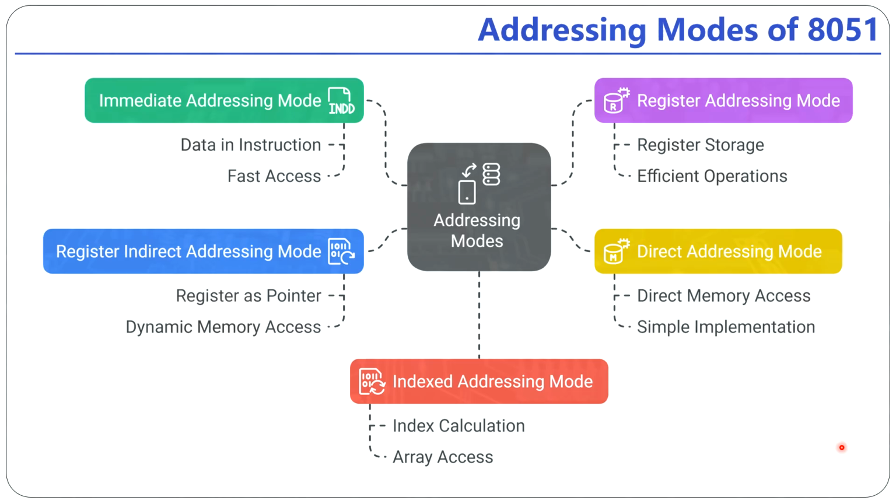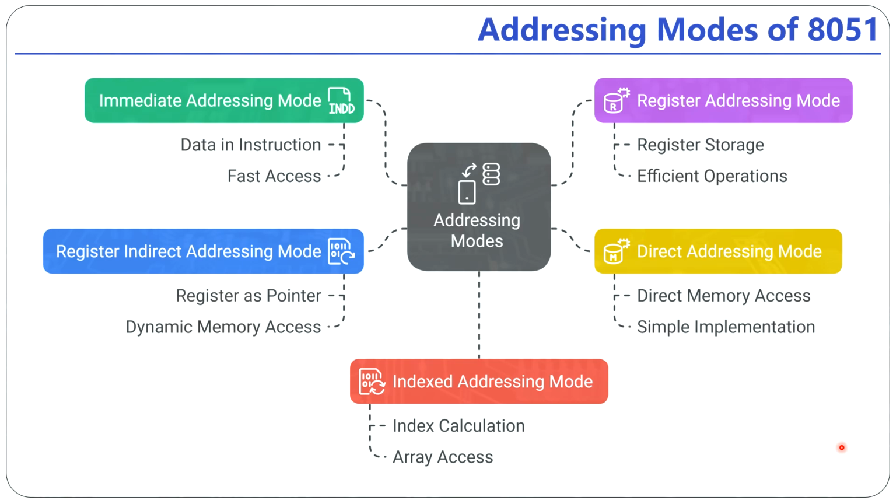Finally, indexed addressing mode. This mode is mainly used for array and table access. Here, an index register like DPTR or PC is used along with an offset to calculate the address, right? It is very useful in lookup tables and data processing.